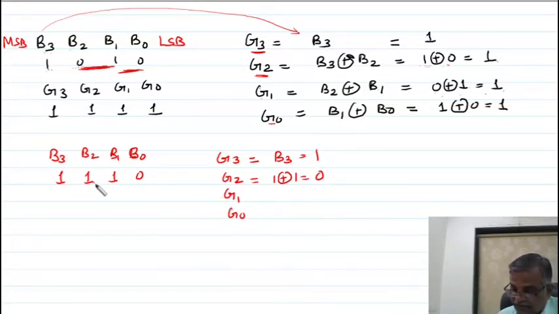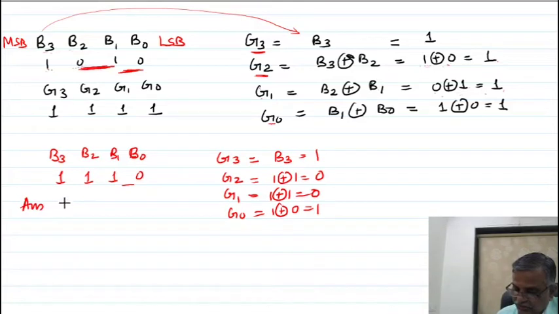For G1, exclusive OR of these 2, 1, 1. So it is 0. For G0, exclusive OR of these 2. So it is your 1, since both are different levels. So your answer for G3, G2, G1, G0 is 1, 0, 0, 1.